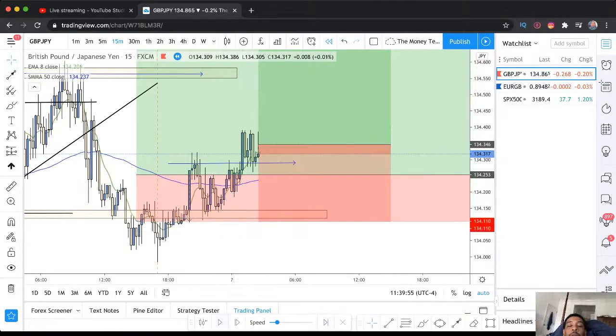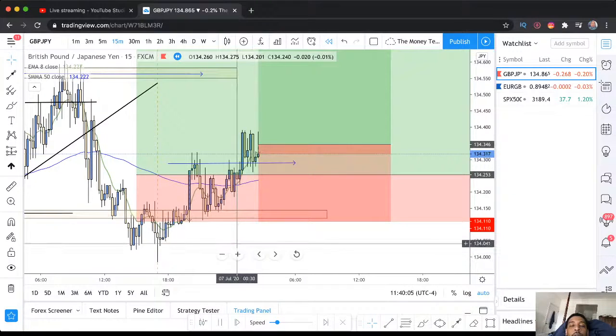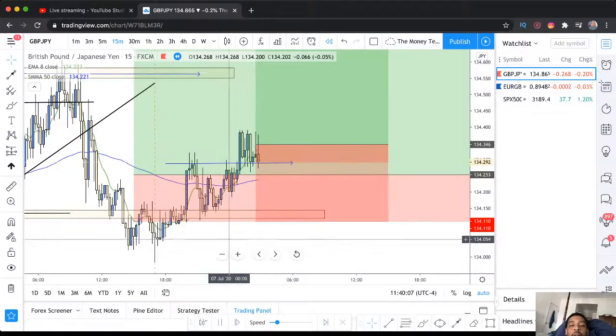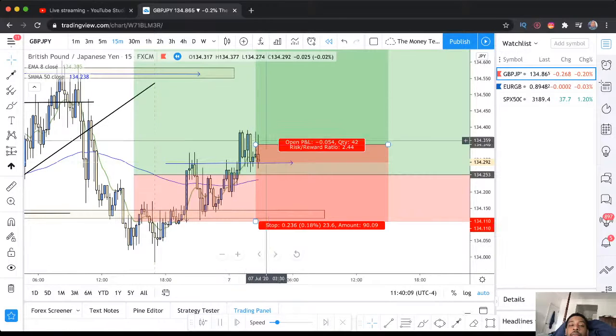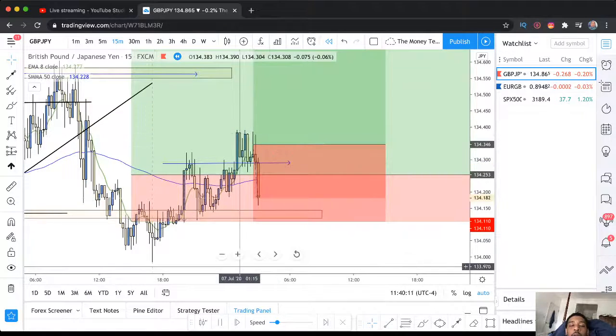So let's go. Oh, I didn't see what time it is. Right now it's 2:30 in the morning, which means New York session hasn't even started yet. So I took a trade before New York. I don't like this wick. Oof.